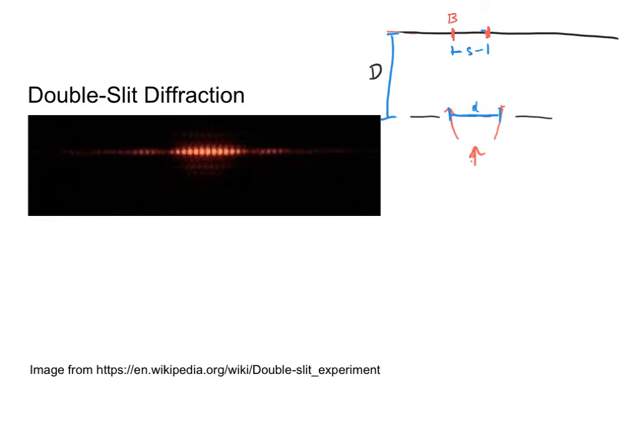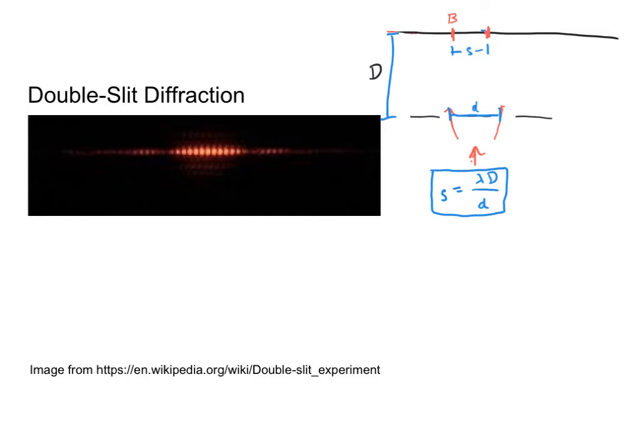So looking at the geometry of the situation, which again, I'm not going to worry too much about, what I'll find is that S must be equal to lambda times big D over little d. So the distance between the central maximum and the first bright spot is going to equal lambda, the wavelength of the light, times the distance between the screen and the slits, divided by the distance between the slits.